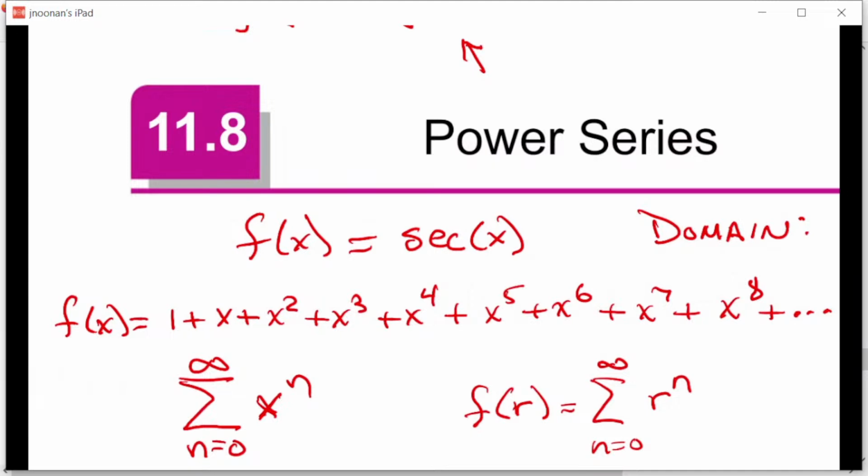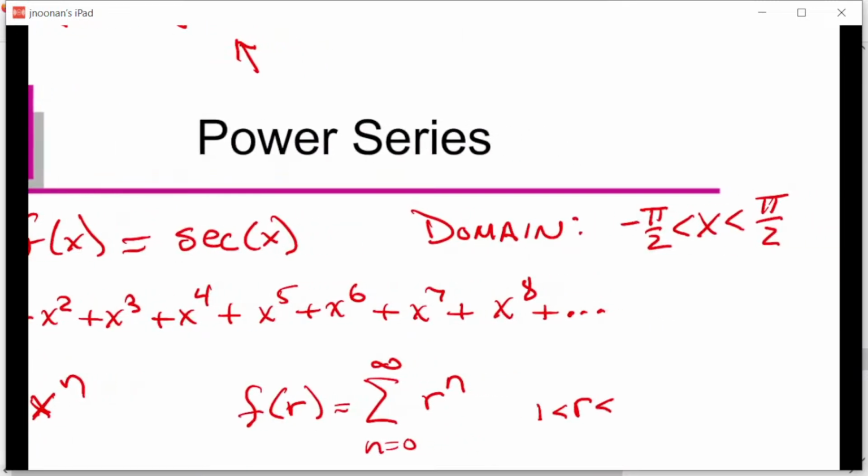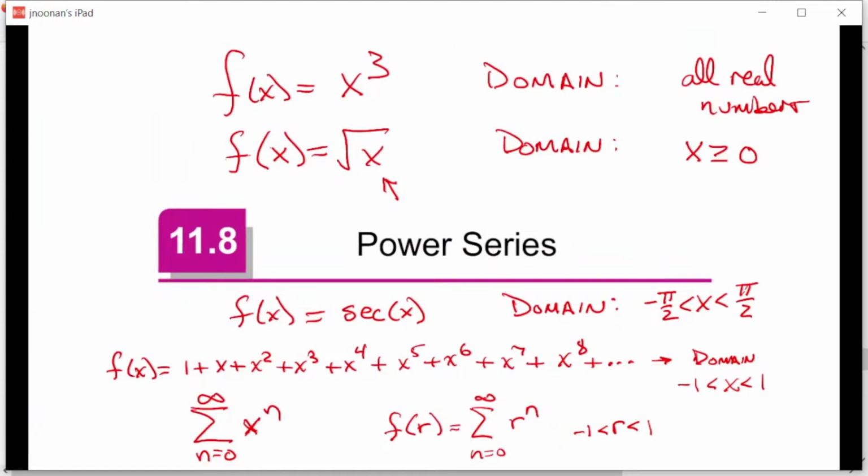It's geometric, isn't it? This is the geometric series, and you know when the geometric series converges. It converges, well, what is it? What does R have to be? Between 1 and negative 1. And so there, R has to be between 1 and negative 1 for this to converge. And so this means that this has a domain where x is between 1 and negative 1. So that function there that goes on forever actually has a domain between 1 and negative 1.